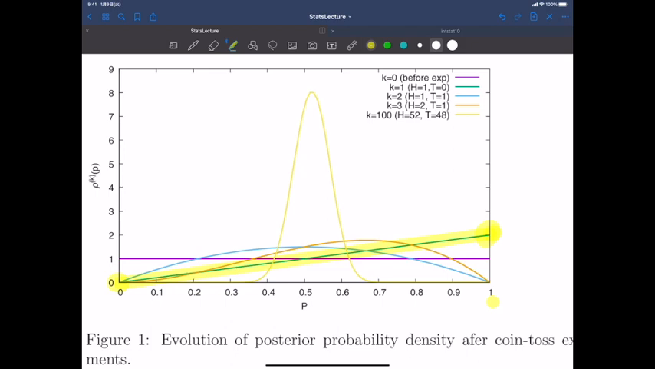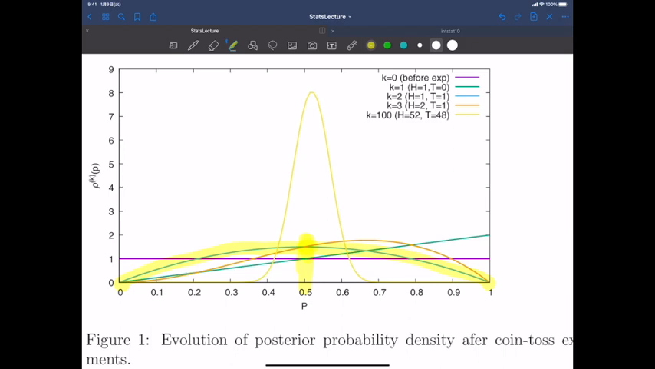Now, in the second experiment, we used this distribution as the prior distribution, and we assumed that we got a tail now. So our posterior probability after the second experiment becomes symmetric. We got 1 head and 1 tail, so there is no reason to be biased. So it is symmetric around 0.5. The most likely value of p would be 0.5 because the posterior probability will have the maximum here.